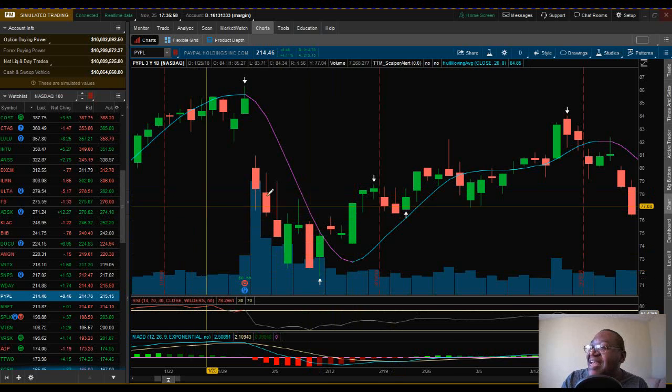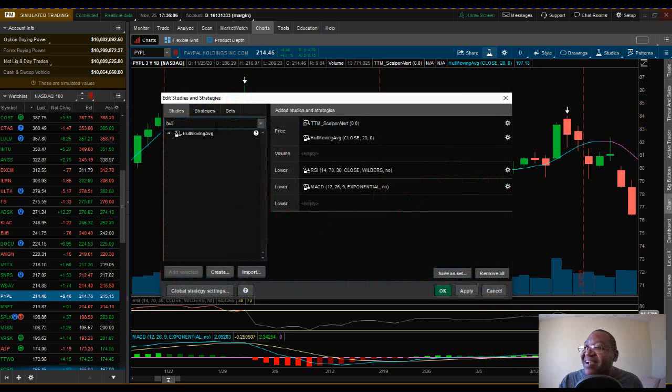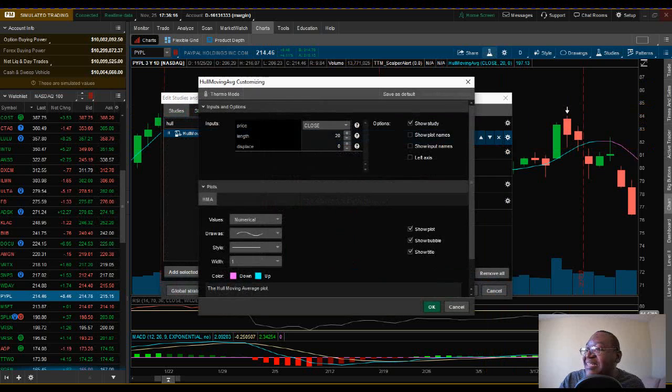So let us go back into our edit studies button. And what we're gonna do is we're gonna pull in another Hull moving average. So now we got two 20s here, as you can see. But what I'm going to do is I am going to edit this one here, and I'm going to change it from a 20 to a 10, right? And we will still keep this.